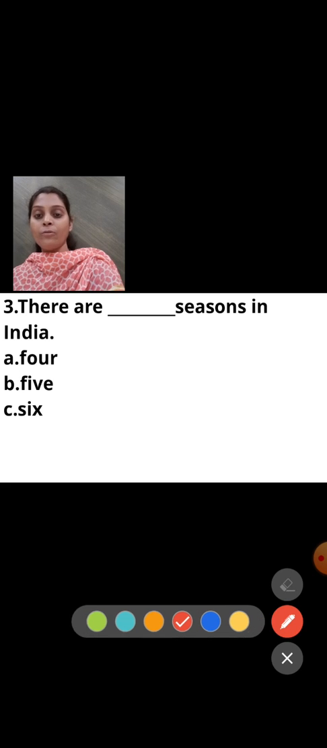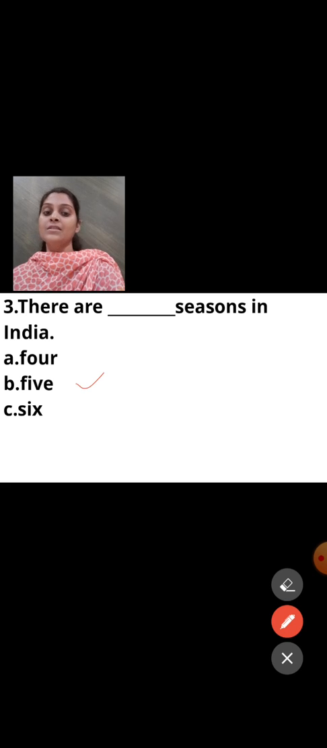There are dash seasons in India. Now you all know how many seasons there are in India. We have already done these questions. There are 5 seasons. So which option is correct here? B option, that is 5 seasons. So there are how many seasons in India? 5 seasons. Let us recall those seasons: summer, monsoon, autumn, winter, spring. These are the 5 seasons in India. Okay. Now the next question.